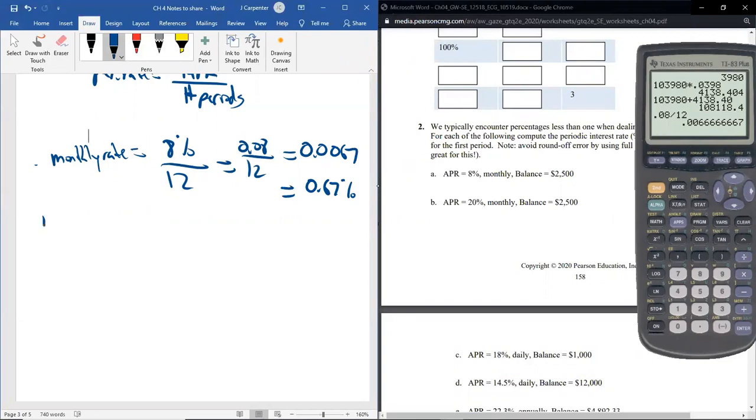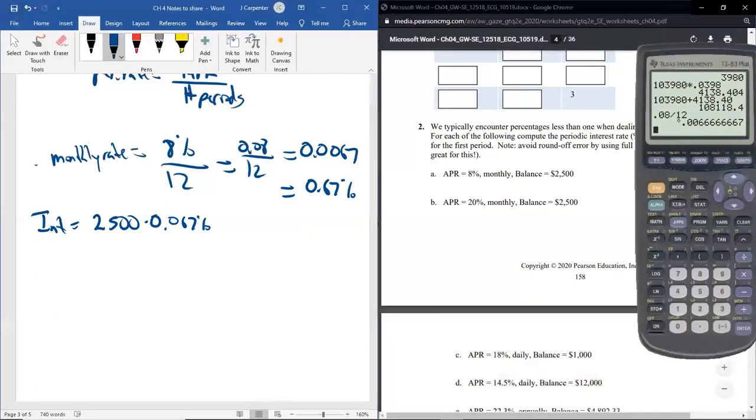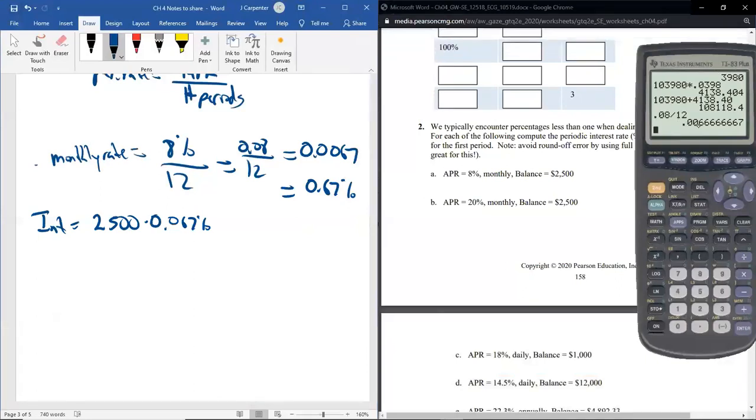So there's our monthly rate. So that means that our interest amount will be the periodic rate times the balance. So our balance is $2,500, and we're going to multiply that by our periodic rate of 0.67%, which again is just the 0.0067. But I'm not going to write 0.0067. In this calculator, it has it stored as 0.00666666666666666666666666666666. It displayed the 7 as rounded, but it still got the 6s going forever and ever.